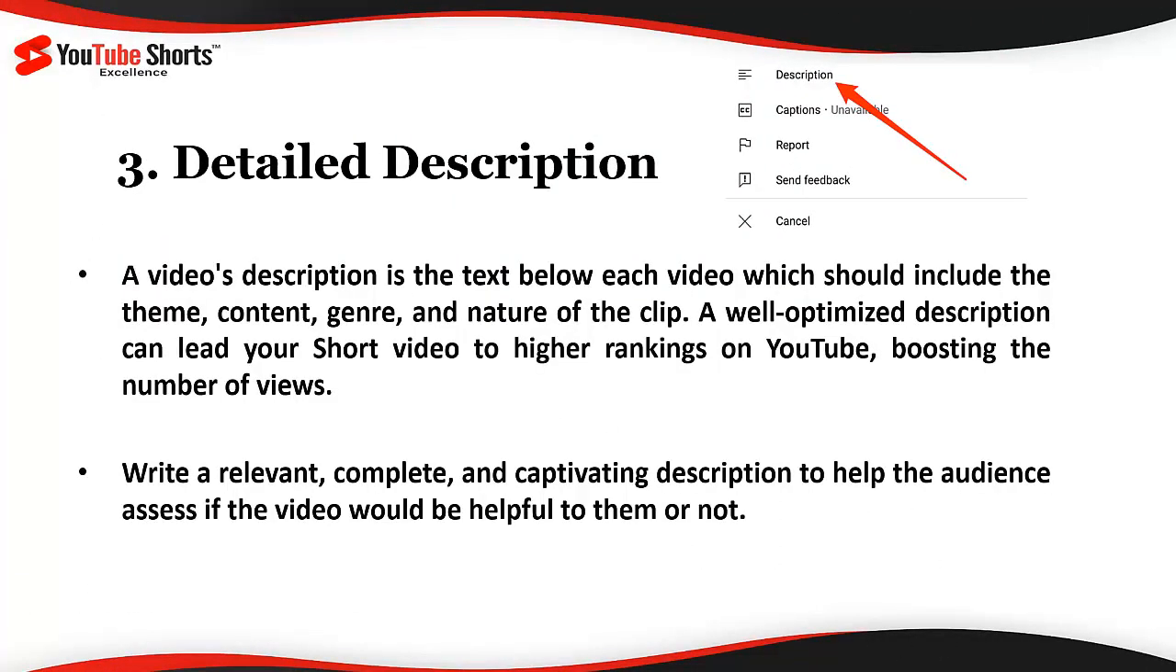Detailed description. A video's description is the text below each video, which should include the theme, content, genre, and nature of the clip. A well-optimized description can lead your short video to higher rankings on YouTube, boosting the number of views. Write a relevant, complete, and captivating description to help the audience assess if the video would be helpful to them or not.